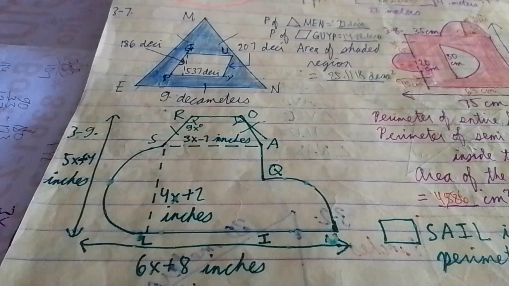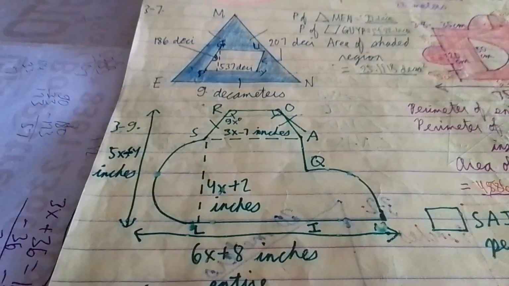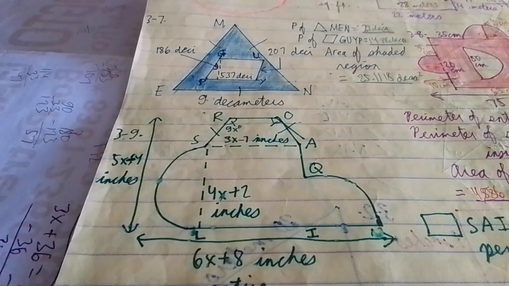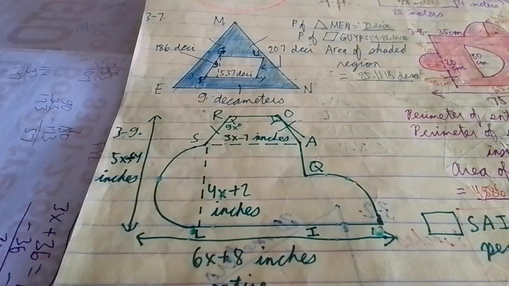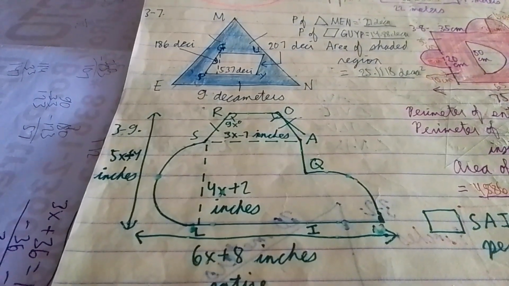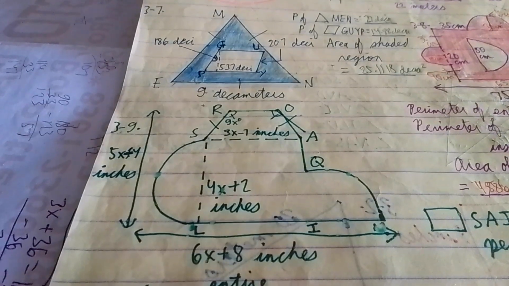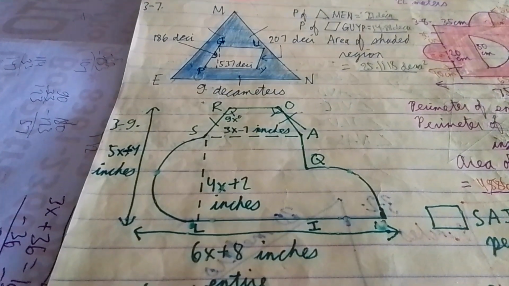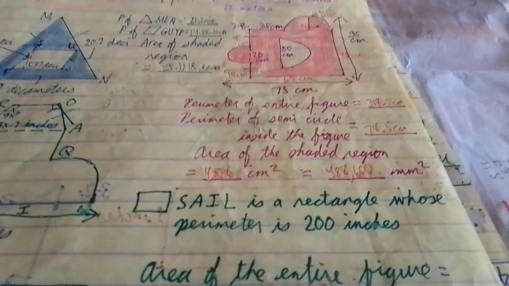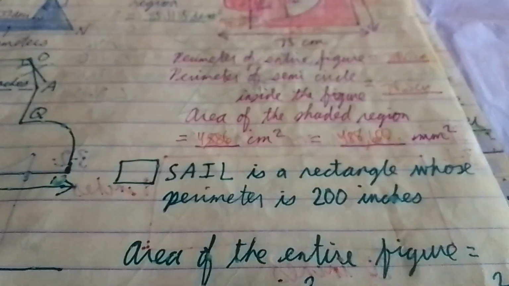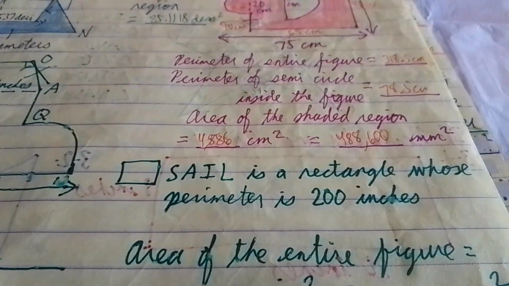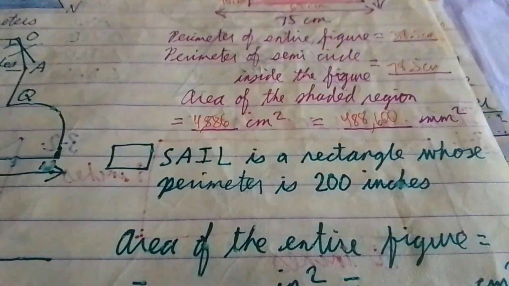But for me, oh yeah, I forgot to mention. If you look at the height, it measures 5x minus 4 inches. So what do we do about that? Let's see what we can do. But first, is there a clue that can help us? It's right here. It says here that SAIL is a rectangle whose perimeter is 200 inches.